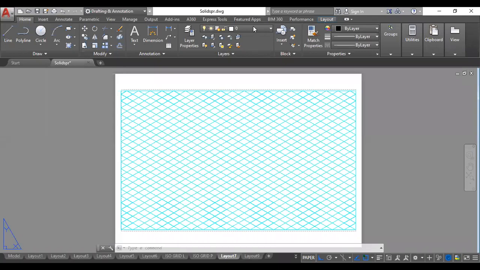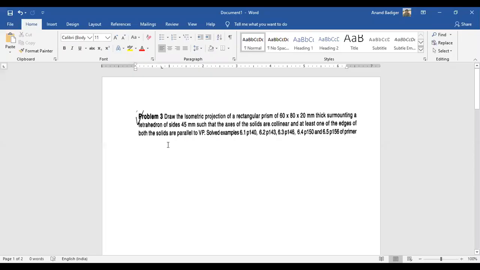So in today's problem, this is the problem we are going to see here. Draw the isometric projection of a rectangular prism of 60 cross 80 cross 20 mm thick, surmounting a tetrahedron of sides 45 mm, such that the axes of the solids are collinear and at least one of the edges of both the solids are parallel to the vertical plane, or you can say parallel to one another.